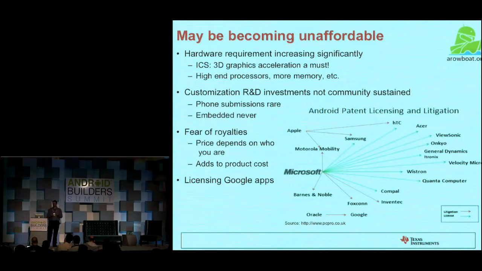And of course, now there's a little bit of fear of royalties. When you're producing this experience with a higher level stack, you might have to negotiate with different people to try to get licenses for different patent IP. And of course, then you might have to deal with the cost of licensing the Google apps, if that's an important part of the experience of your product.